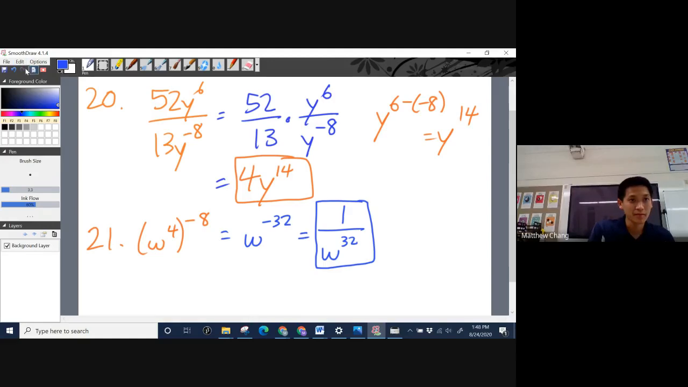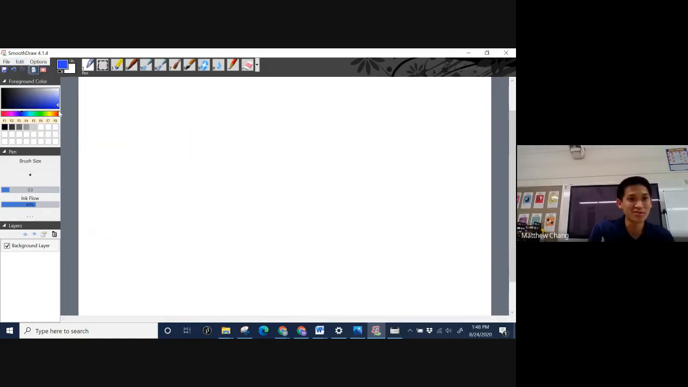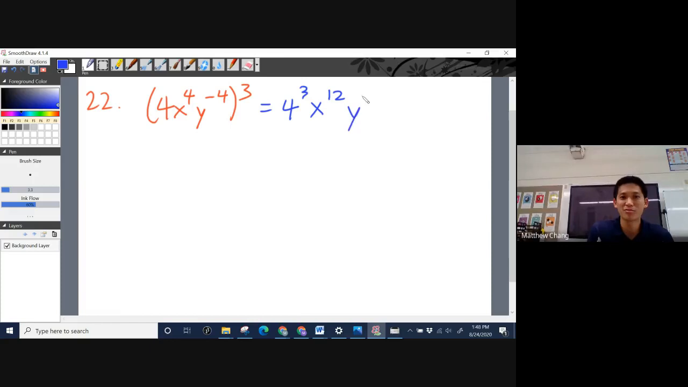Okay. 2 more problems. Here we go. Number 22. 4x raised to the 4th, y raised to the negative 4th, cubed. All right. So same idea. If you're starting to see a pattern, this is 4 cubed, then x raised to the 4 times 3. This is 12. Y raised to negative 4 times 3. So y raised to negative 12.